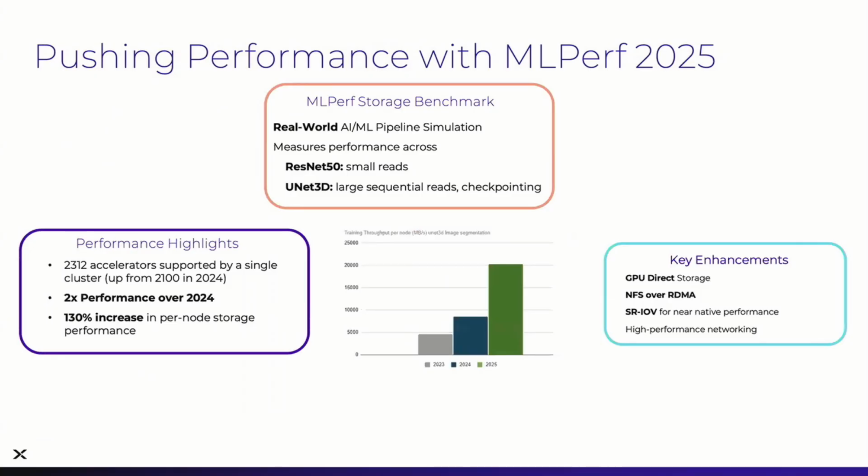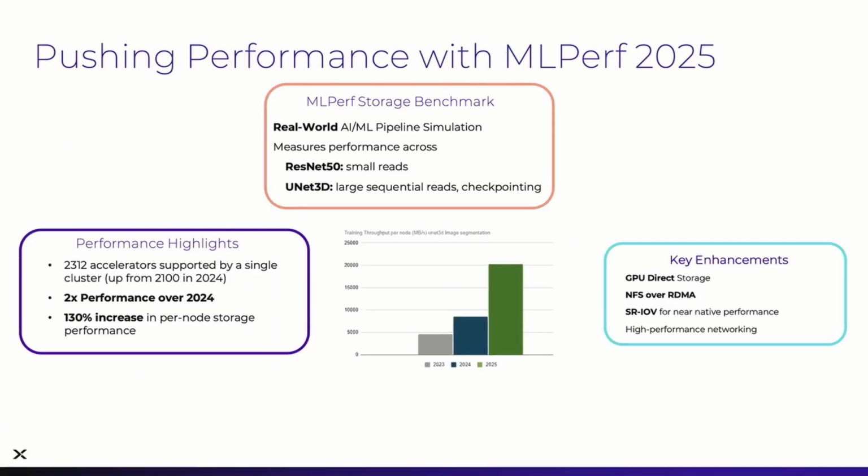So our first solution was with a 32-node cluster. The second solution was with a 16-node cluster. We could have gone higher, but you just don't have the hardware that large. And our per node storage performance has gone up 130%. So key enhancements here are what I described earlier in the slide, right? RDMA all the way to the NFS client. SR-IOV we use for near native performance and high performance networking, right? We use ConnectX-7, 8.